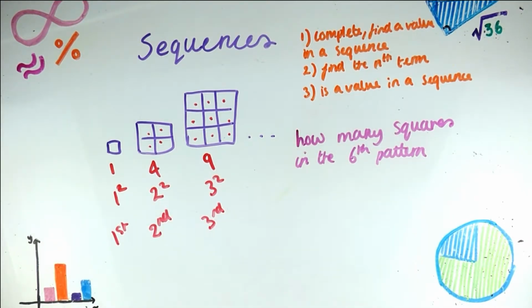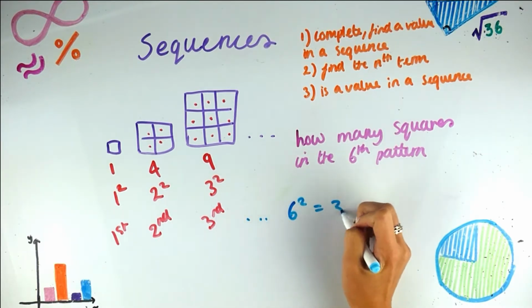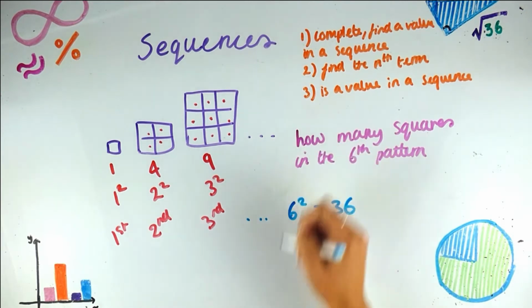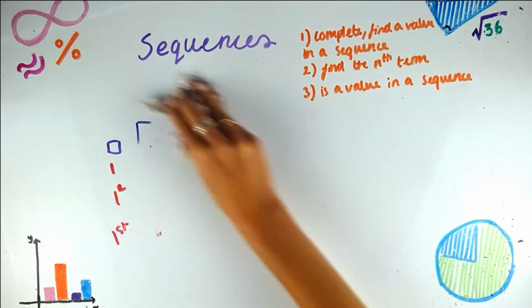So following this nice pattern, the 6th term is going to be 6 squared, which is 36. So that's how many squares it's going to have, and it's going to be a bit bigger, so I'm not going to draw it out.